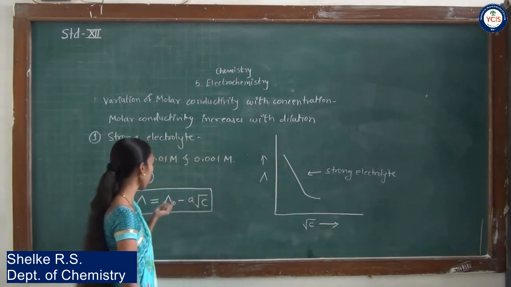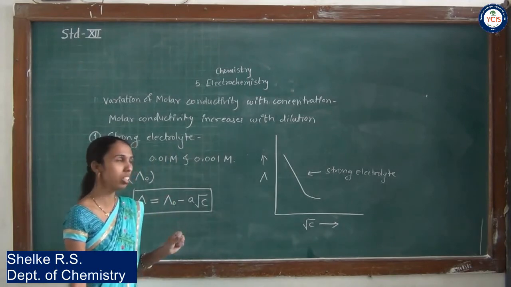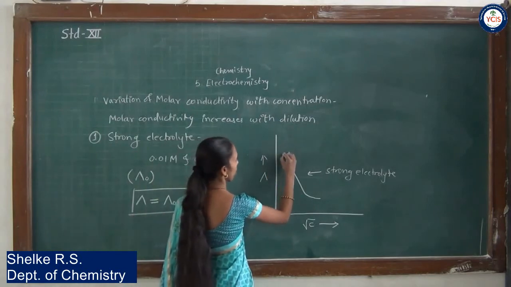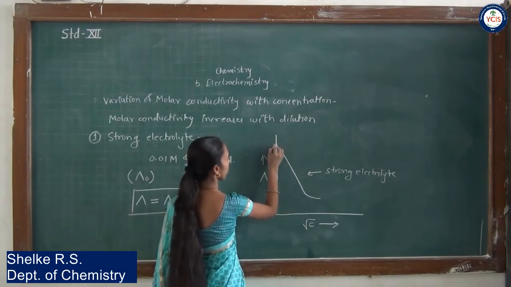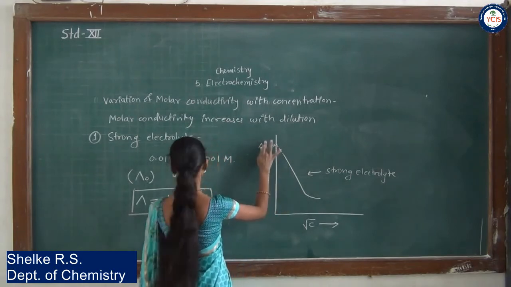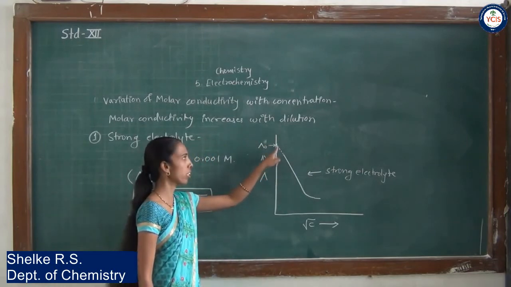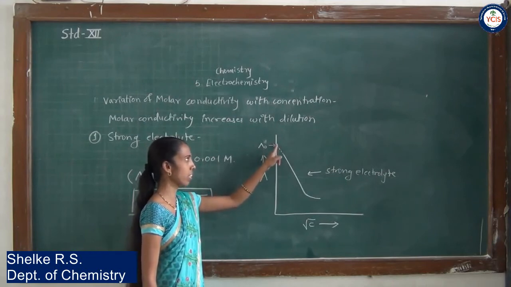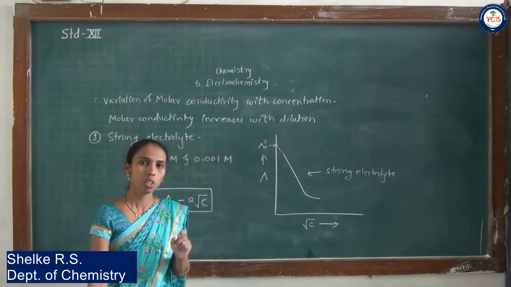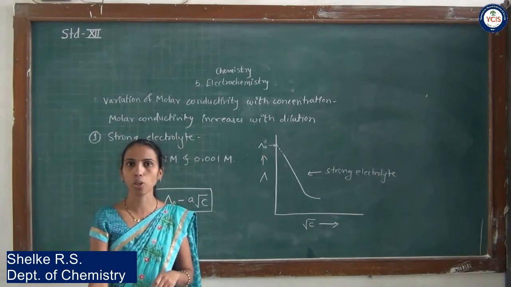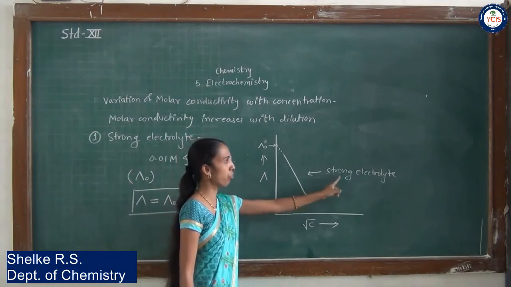Now this limiting value, lambda 0, or the molar conductivity at zero concentration, you will get by extrapolating this graph. This point is nothing but lambda 0. If we extrapolate this graph, the point where it touches the y-axis is nothing but lambda 0, and you can say that value is the molar conductivity at zero concentration or at infinite dilution. So you get the variation for the strong electrolyte.